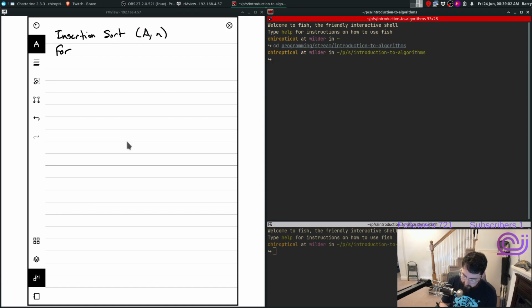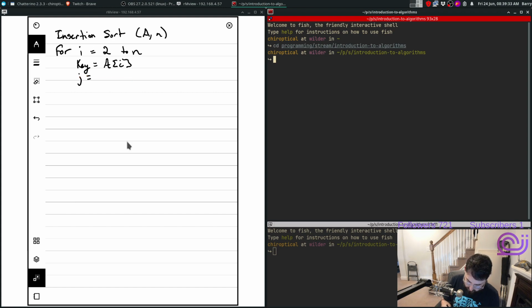They label it AN, not exactly sure what that's about, if it's like some notation that I'm unfamiliar with yet. So we're going to say I equals 2 to N. Key equals A, which I'm assuming is a vector of letters. So then it says insert A sub I into the sorted subarray A1 to I minus 1.